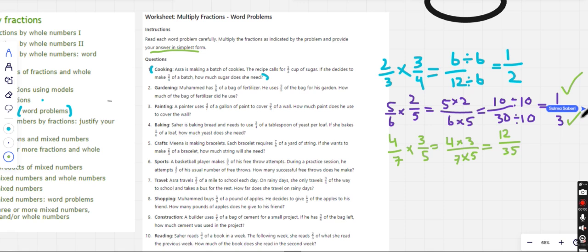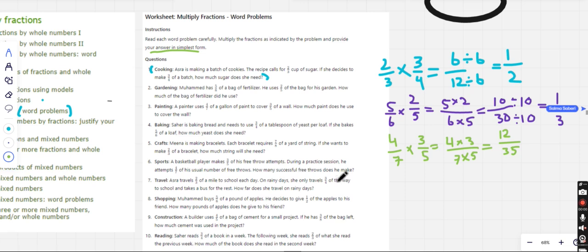And the third one: a painter used 4 out of 7 of a gallon of paint to cover 3 out of 5 of a wall. How much paint does he use to cover the wall? So here 4 out of 7 times 3 out of 5. 4 times 3 is divided by 7 times 5. 4 times 3 we get 12 and 7 times 5 we get 35.